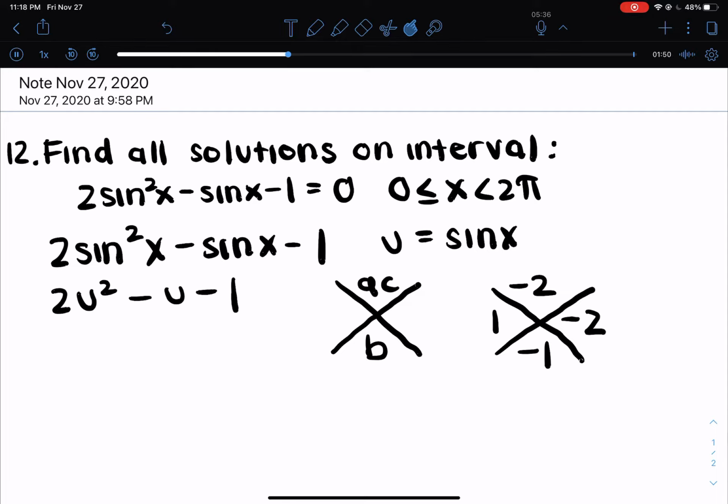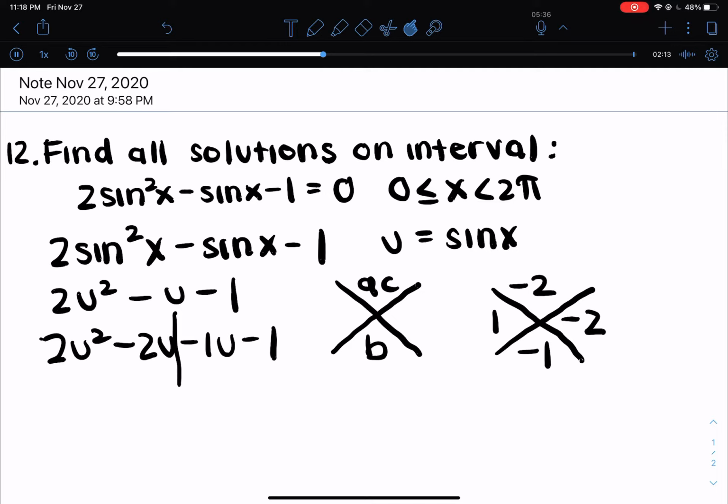So it will be 2u squared minus 2u plus 1u minus 1. Okay, so now we're going to do a thing called grouping. We're going to split these things in the middle, and we're going to factor these out.